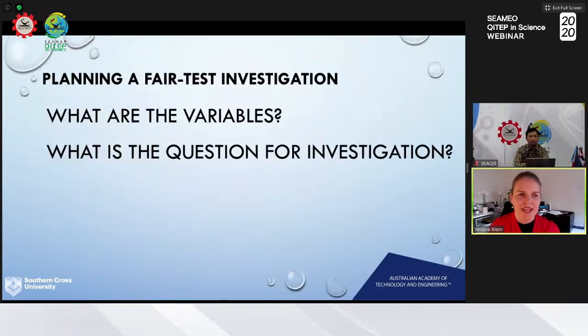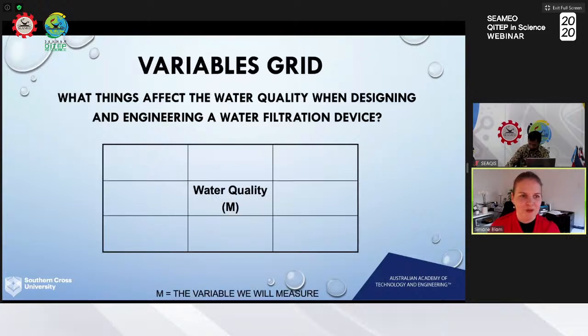And when we're doing the planning, if we decide to do a fair test investigation, for example, we have to clarify and define the variables. And then we have to come up with our question for investigation, which is like our problem. A tool that I really like to use is the variables grid. And I ask students, okay, what things affect the water quality when designing and engineering a water filtration device?